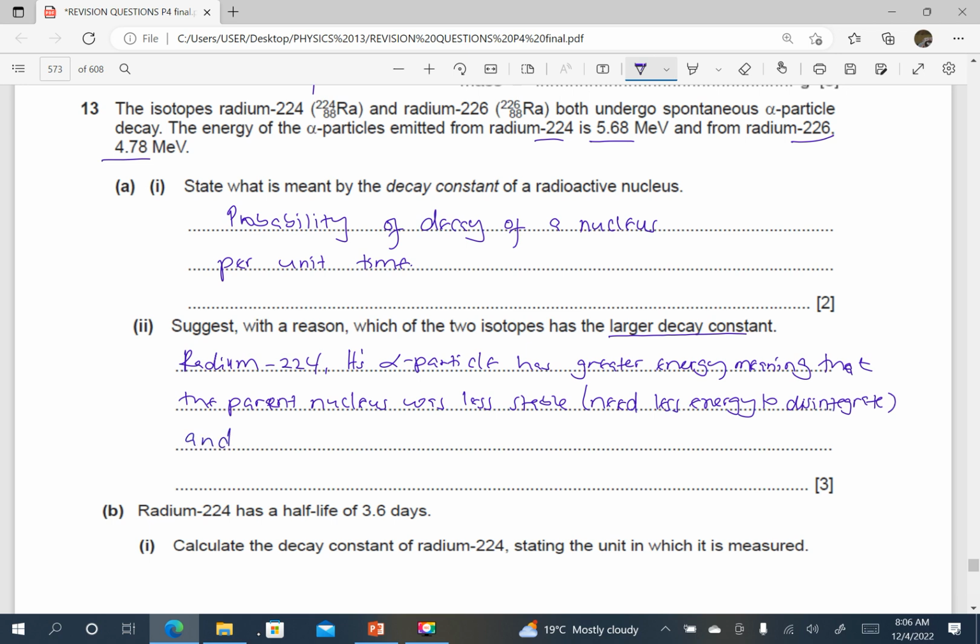And more likely to decay. Because the parent nucleus was less stable, then it was more likely to decay, hence a higher decay constant. Hence having a higher decay constant.